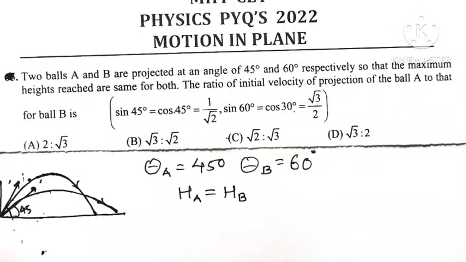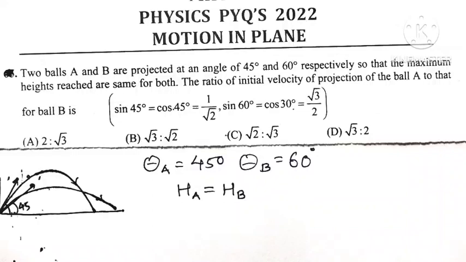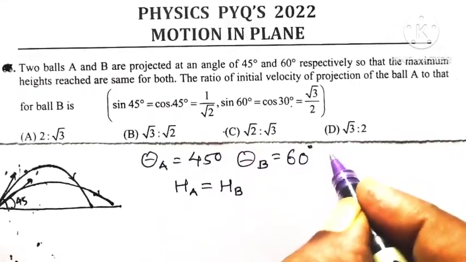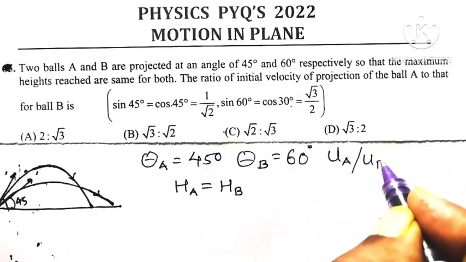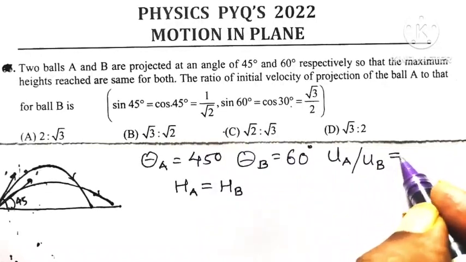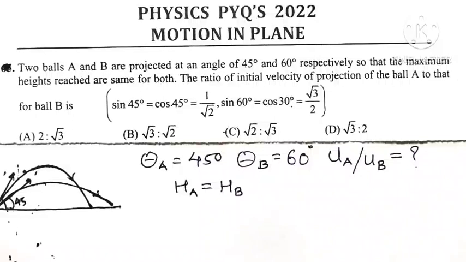Then the ratio of the velocity of projection of ball A to that of ball B is, if UA is the velocity of projection of ball A and UB is the velocity of projection of ball B, then UA upon UB equals what? UA upon UB equals question mark.